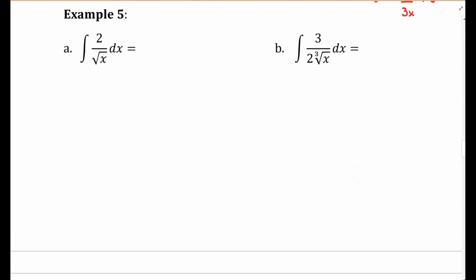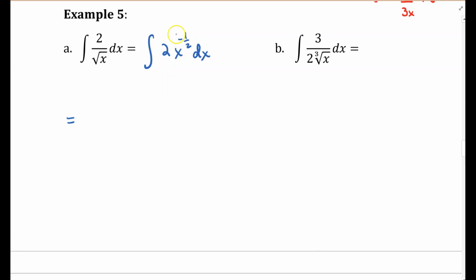Okay, example 5. All right. So now we have both of these factors in play here. I'm going to go ahead and rewrite this. This is the integral of 2 over, notice this is x to the power 1/2, and it's in the denominator. So I'm going to bring it up. x to the power of -1/2 dx. So there's rewriting my radical as a power and moving it into the numerator.